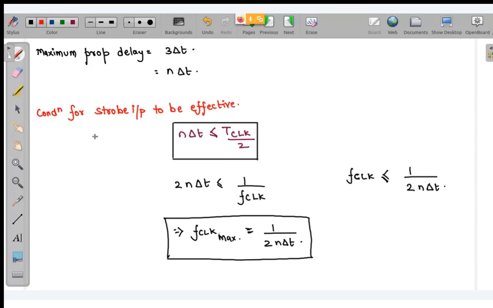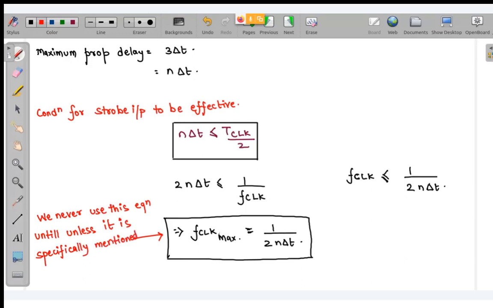Is this clear? Now one point to note. We never use this equation until and unless it is specifically mentioned in the question about strobe input. If strobe input is written, then only we are going to use this condition. Remember, if there is strobe input, then only we are going to use this condition.